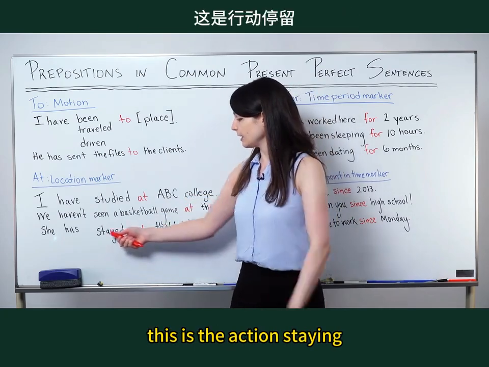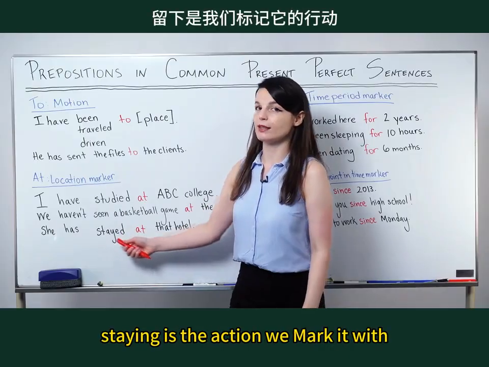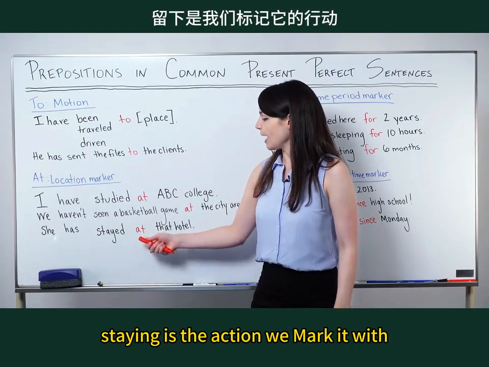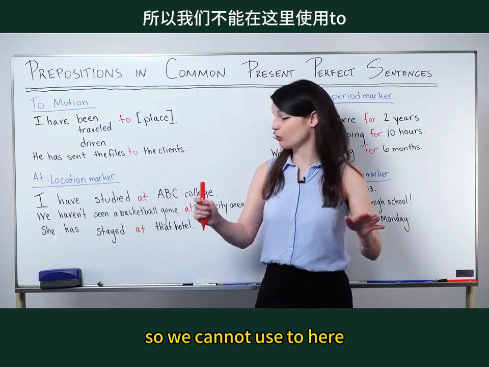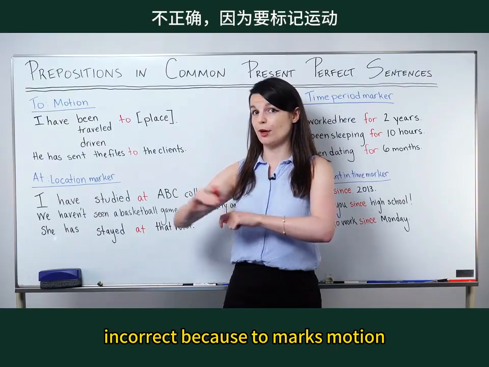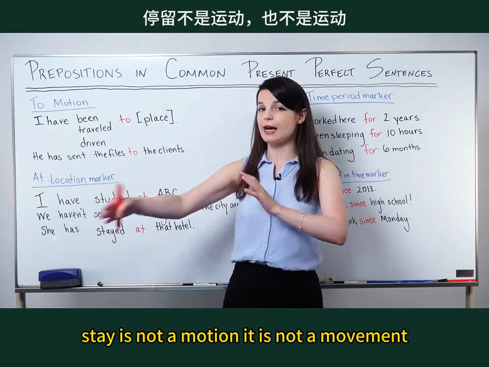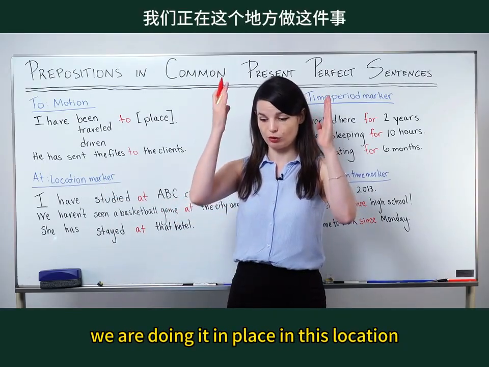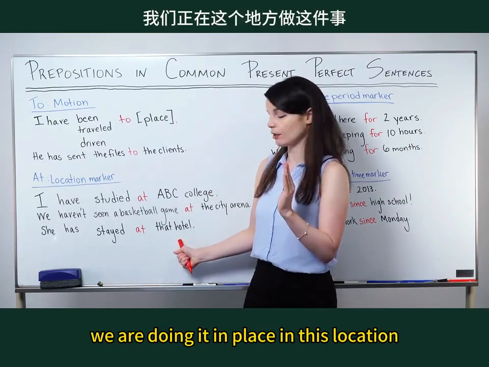Again, this is the action, staying. Staying is the action. We mark it with at. So we cannot use to here. "She has stayed to that hotel" is incorrect because to marks motion. Stay is not a motion, it is not a movement. We're doing it in place, in this location.